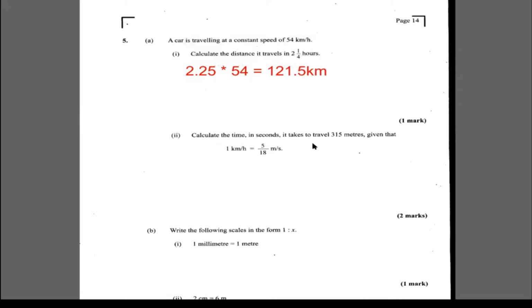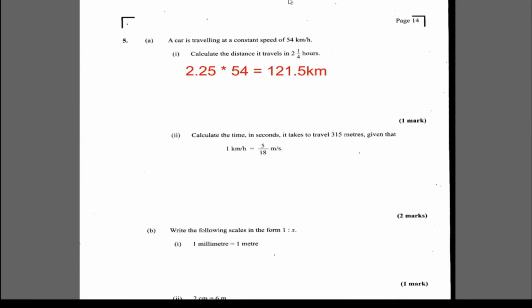Now it says calculate the time in seconds it takes to travel 315 meters, given that 1 kilometer per hour is 5/18 meters per second. All right. So as we can see, taking 1 kilometer per hour, how long will it take to travel this now?